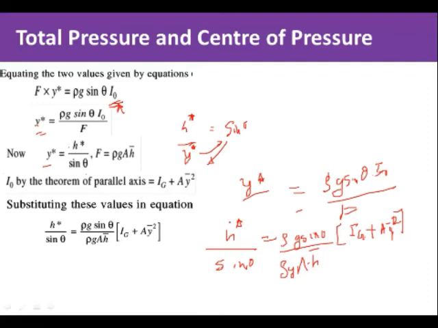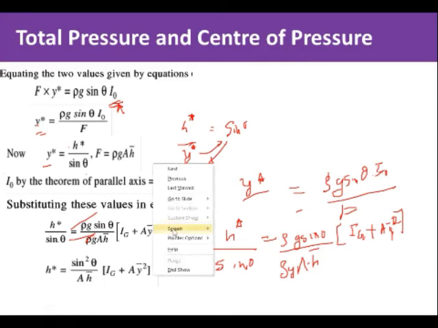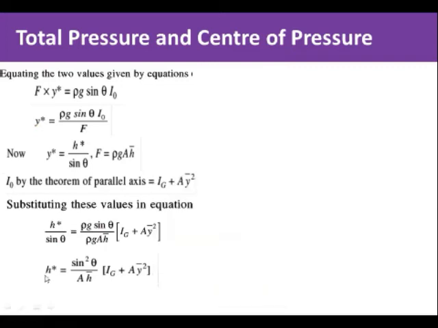Okay, so we will solve this. So first of all, rho g cancels from numerator and denominator. You can multiply this sin theta here, so it will become sin square theta. Okay, so the final equation will become h star equals to sin square theta upon A h bar in bracket I g plus A y bar square.